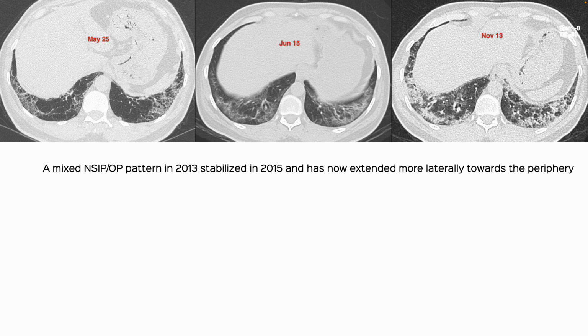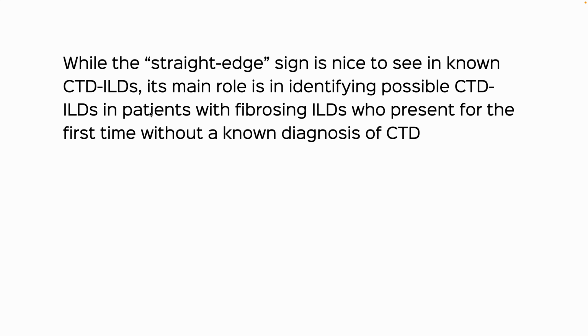But when we see these sharp margins and edges, like even here, differentiating normal from abnormal lung, unless you see air trapping, this would mean that there are sharp margins, and the straight edge is a type of sharp margin that occurs with connective tissue disease ILDs.